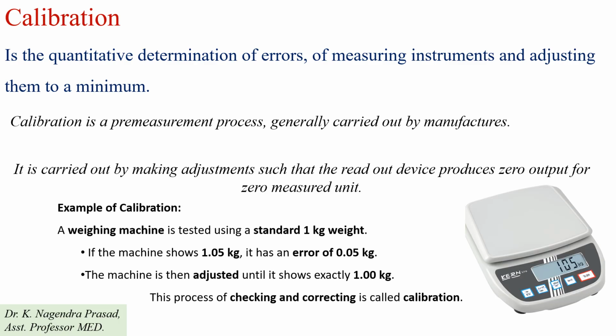Let's see one small example. A weighing machine is tested using a standard 1 kg weight. If the machine is showing 1.05 kg, the error is 0.05 kg. So now we have to go for the calibration. Then the machine is adjusted until it shows exactly 1 kg. So this process of checking and correcting is called calibration.